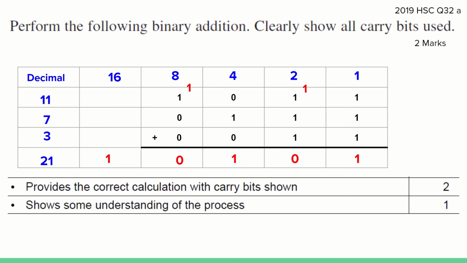Wait, so in this example, you're given the binary for the numbers? Yeah, so in the original one, you get the table, but you don't get any of the decimal. Anything in blue you don't get, and anything in red is your own working. I just did it in this table because it's easier for me to fill it in. Okay?